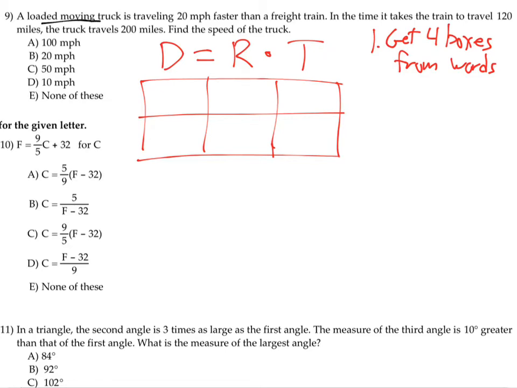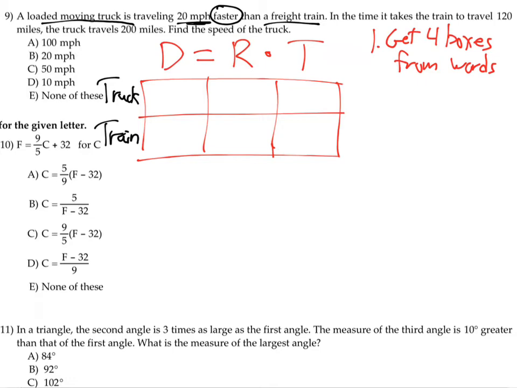Here we go. The loaded moving truck is 20 miles per hour faster than the freight train. So one of these is going to have to be the truck and the other the train. Remember how this works? Say I put a 10 there. What does that mean? That would mean that the distance for the truck was 10. If I put a 10 down here, that means the distance for the train was 10 miles. If I put a 10 over here, that means the time for the train was 10 hours. Put a 10 here, that means the rate for the train was 10 miles per hour. Right? Getting the idea? Okay.